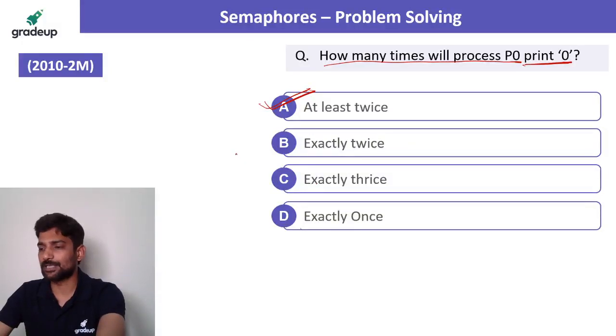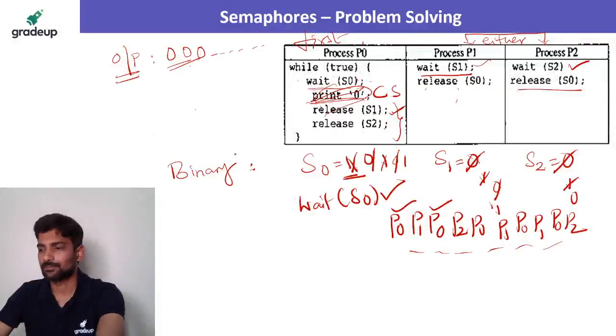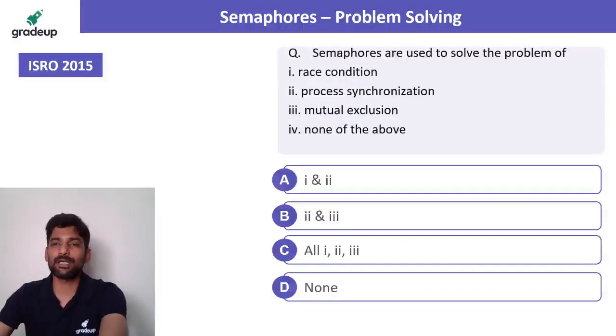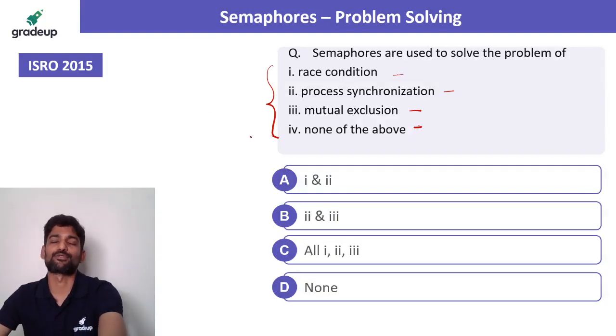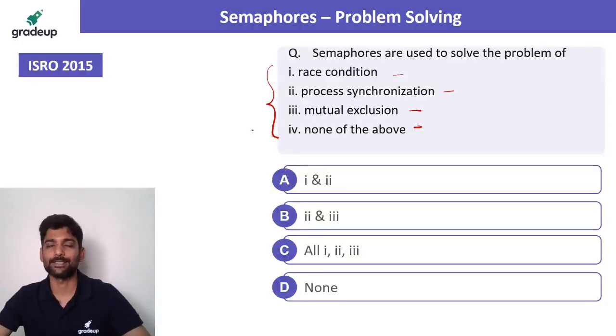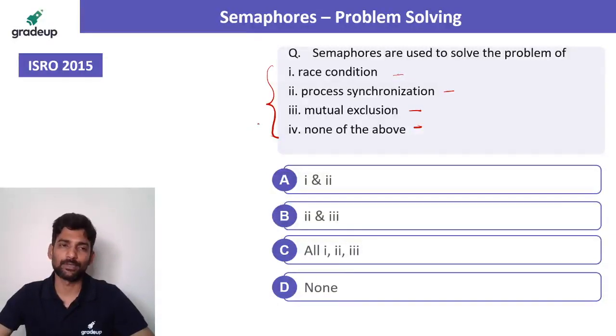And then next question. Semaphores are used to solve the problem of race condition, process synchronization, mutual exclusion, none. So we have to choose why we use semaphores. Guys, now it's your turn. What is your answer?